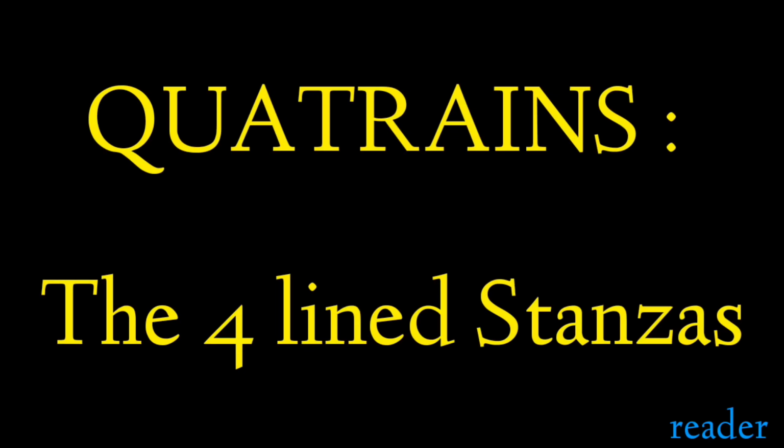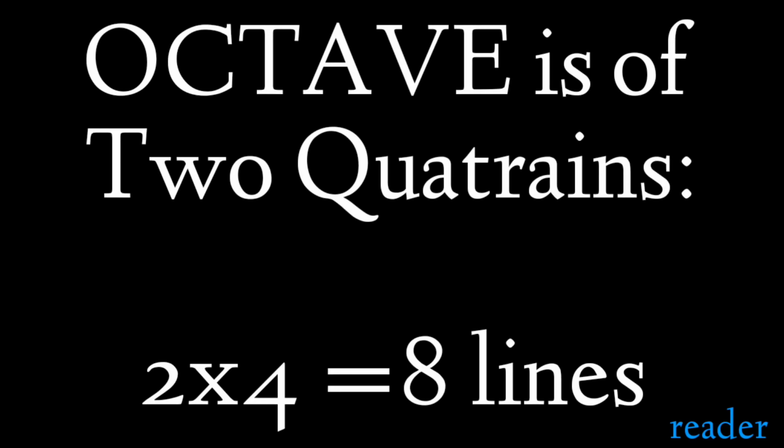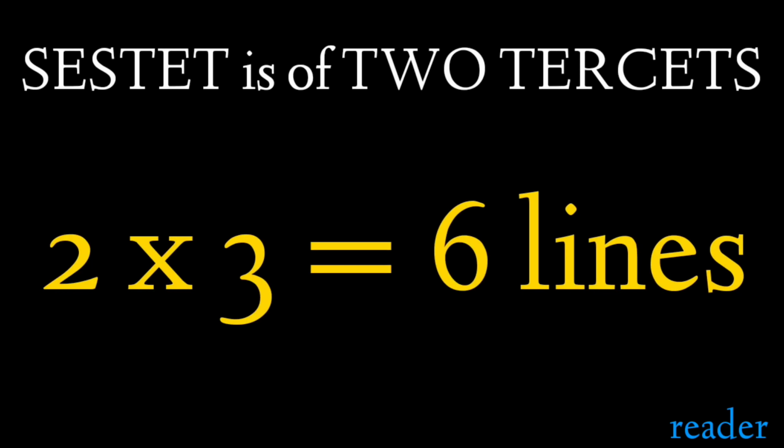A quatrain is a 4-lined stanza. So the octave contains 2 quatrains. That means 2 times 4 is 8, so the octave is of 8 lines.